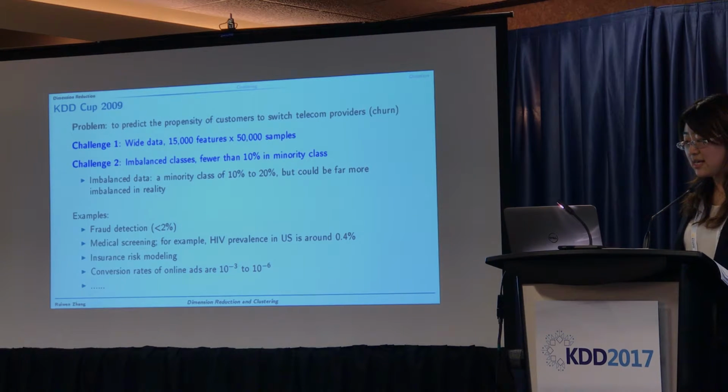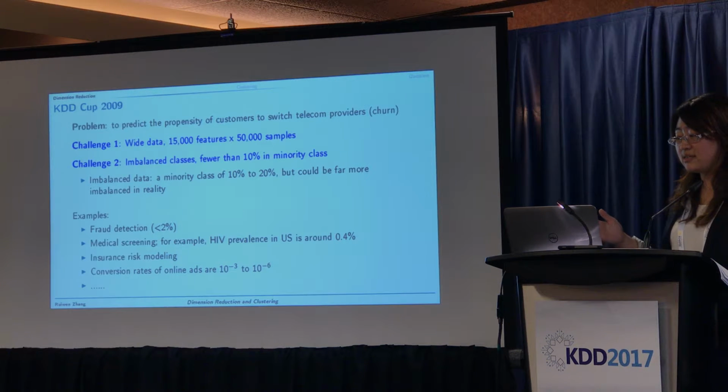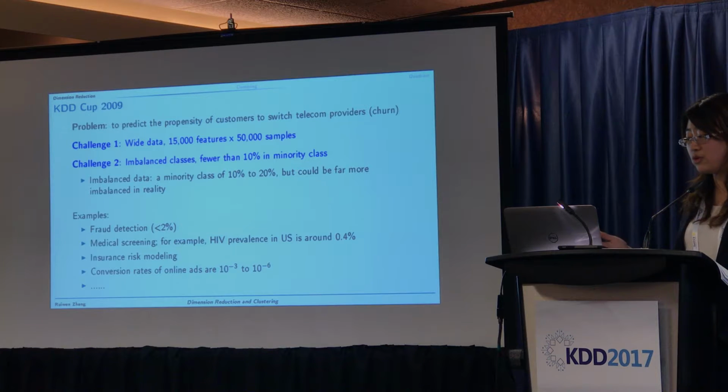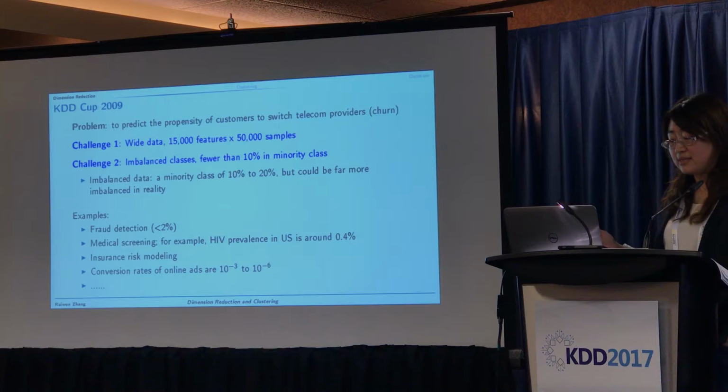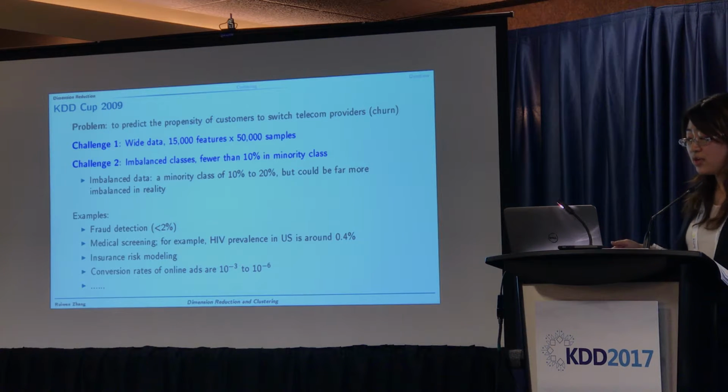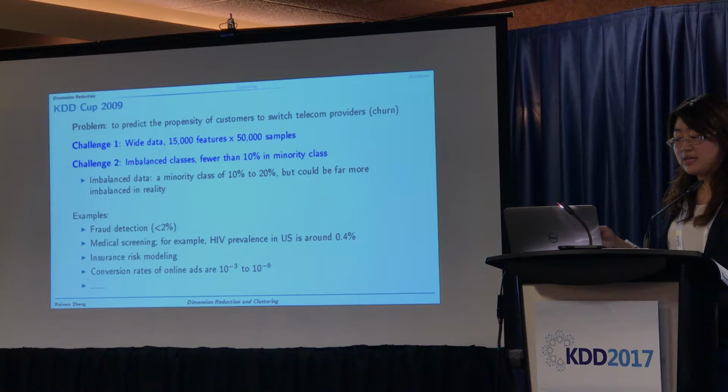The second problem in this analysis is imbalanced data, and there are fewer than 10% in the minority class. When we usually refer to imbalanced data in research papers, that means the minority class has a portion of 10 to 20%. But in this project, as well as in many real world cases, data can get far more imbalanced. For example, fraud detection detects frauds that happen less than 2% of all transactions.